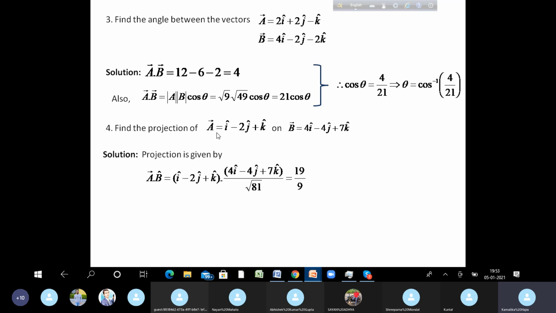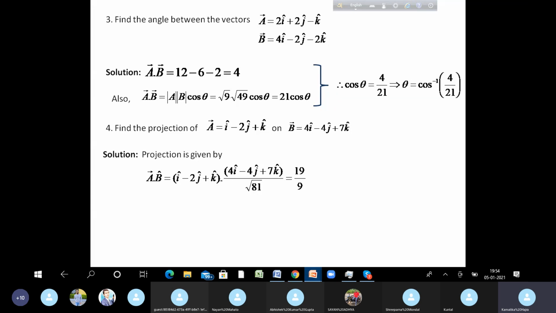Since you are asked for the projection of A on B, you need to take the dot product of A with the direction of B. So you need to take the unit vector. This is the only thing you need to remember in this sum. If you are asked for the projection of one vector on another, you dot it with the unit vector along the other vector. So A dot B cap. You keep A as it is and take the unit vector along B, and the result is 19 by 9, which is the projection.